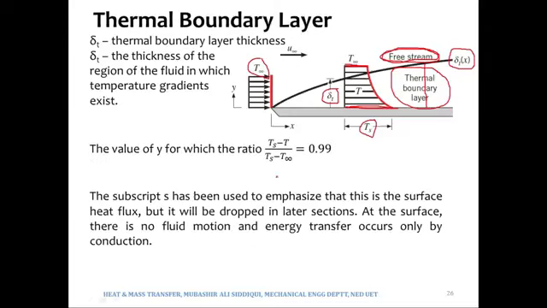Let's take a look at this thing. The thermal boundary layer thickness, delta T, is the value of y. Delta T is in fact the value of y for which this ratio, Ts minus T over Ts minus T infinity, is approximately 0.99, approximately 99%.